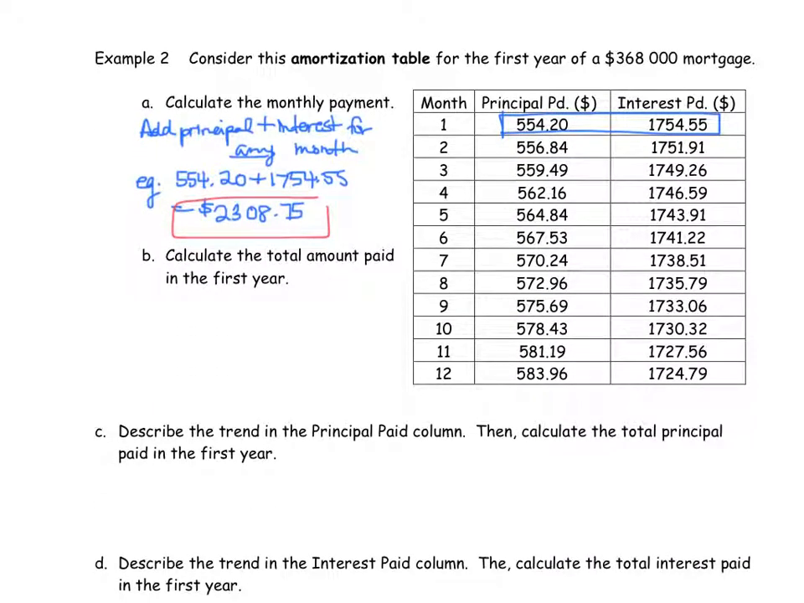If we are asked to calculate the total amount paid in the first year, then we would take our monthly payment and just multiply it by 12. So in the first year, we will have paid back $27,705.